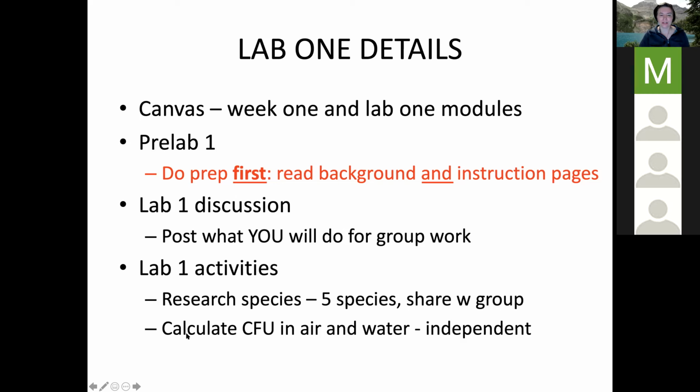The other part of it is you're going to do some calculations. So this is more descriptive, like who's living out in your world. And this is more quantitative. If we want to assess how much microbial content there is in air and water samples, there's a way to calculate that. So I'm going to walk through that with you today.